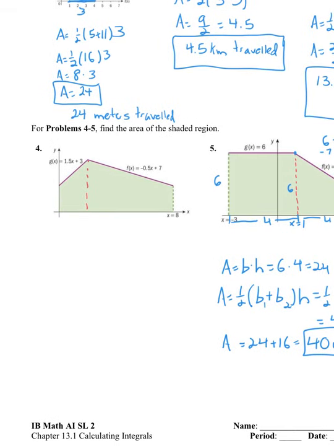For problem 4, I would need to start by plugging in 0 for x on the g of x, and I'm going to get 3. All right. And then to find this intersection here, I'd have to set those two equations equal to each other and solve for x. So we have to be kind of smart about how to do this. Find out when those equations intersect.